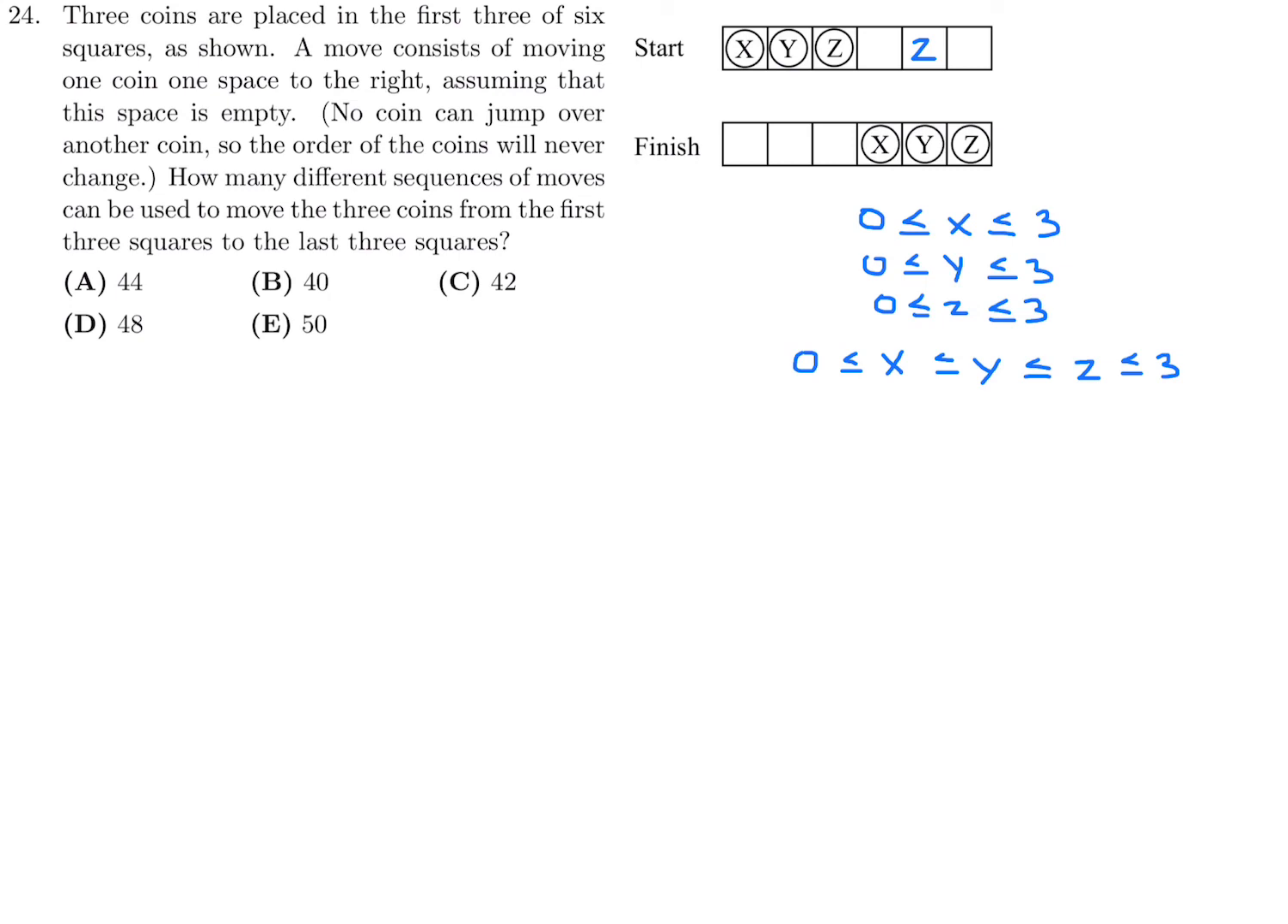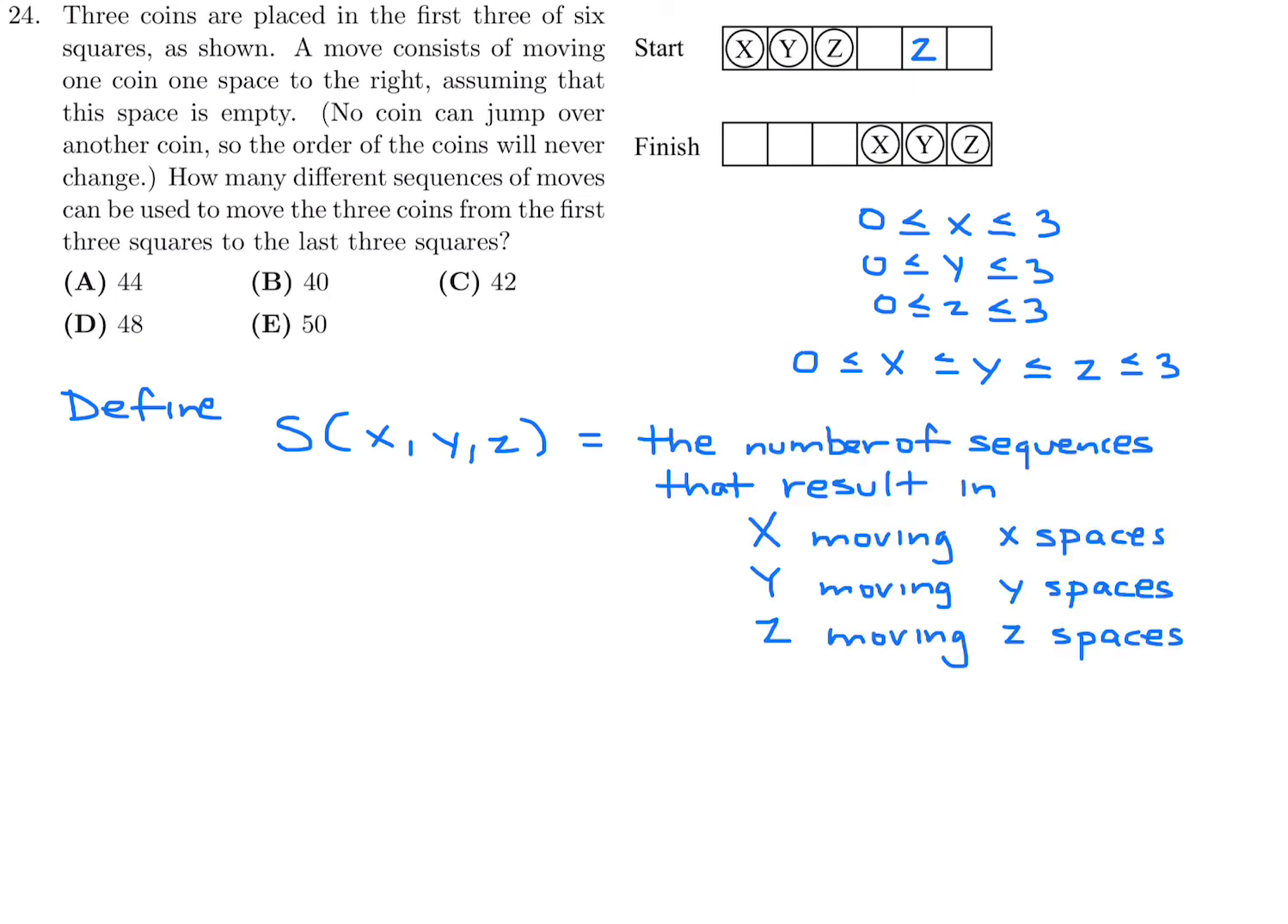All right, so now we're going to define a very important sort of term, and that is S(x, y, z). You say, well, what is this? This is a term used to describe the number of sequences which result when you move x spaces, y spaces, and z spaces.